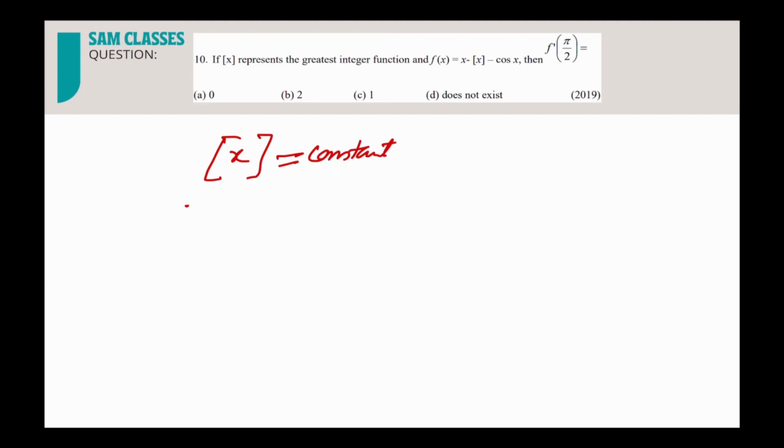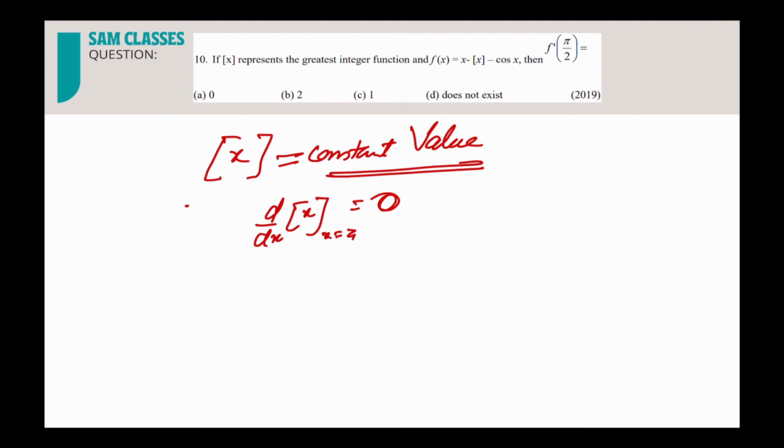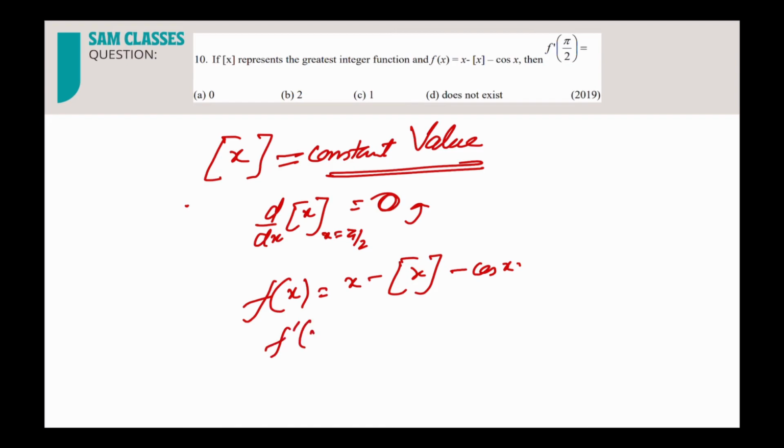The moment you differentiate it, it will always give you a constant value. So the GIF function, or greatest integer function, will always give you a constant value. And if I differentiate this, I'll get 0. Now, we have f(x) equal to x minus this, minus cos x. Differentiate it. So f dash x is equal to 1 minus 1 plus sin x. This one became 0.